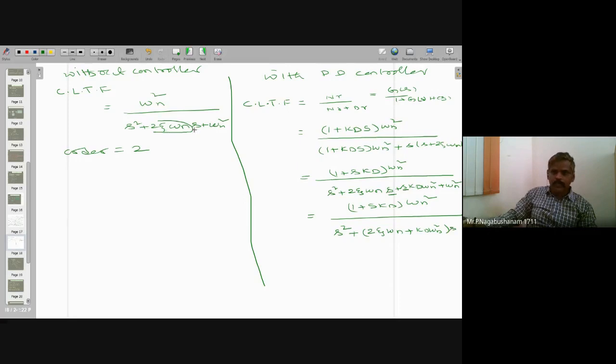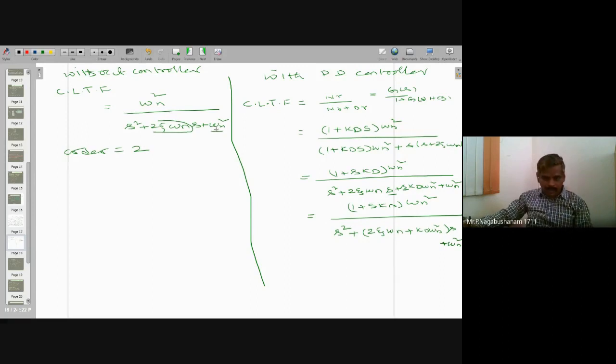Yes, I want to compare the multiplication of s. I told you, if you want the zeta value or omega n value, you have to compare the denominator's last term and the middle term. Next one is omega n square. Check it out, the last term is omega n square. Let me use a different color to compare. So, if you want to get the zeta value, just compare the denominator only. I'm not going to compare the numerator.